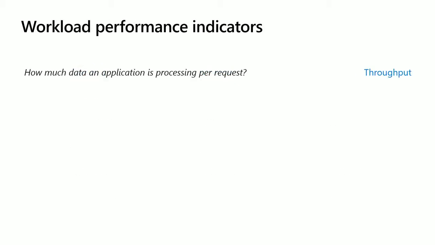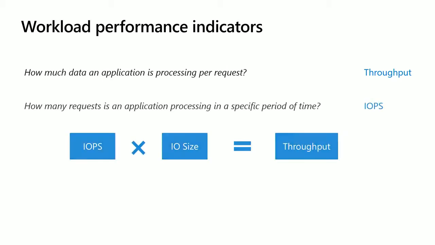Now, when we talk about performance, let's set a bit of a baseline. What are we talking about when we say performance? So the first thing is throughput. What is throughput? How much data can my application actually process every time I'm sending requests to this application? So that is throughput. Next is how many requests can my applications actually process in a specific period of time? And that is called IOPS.